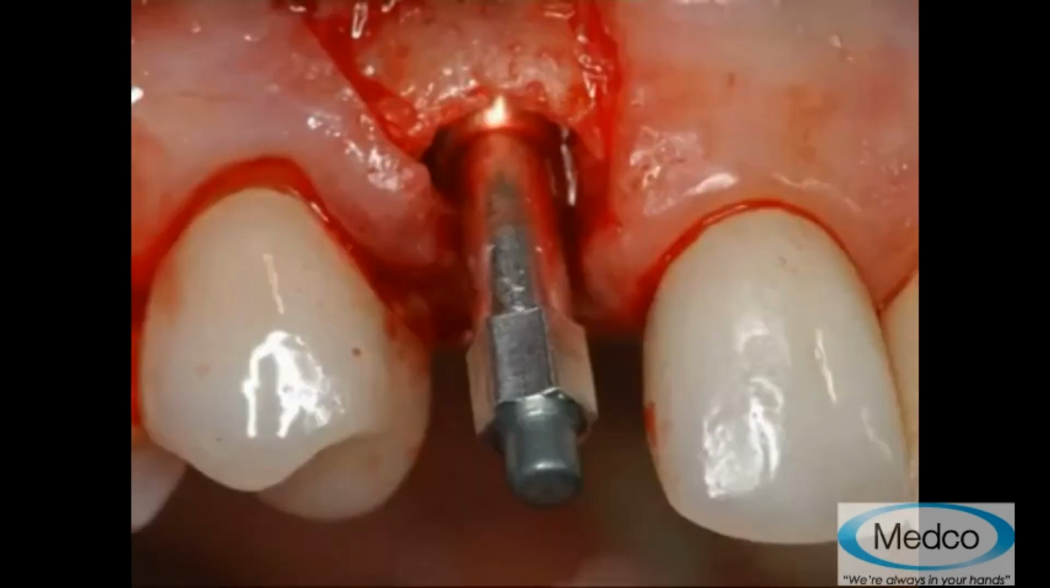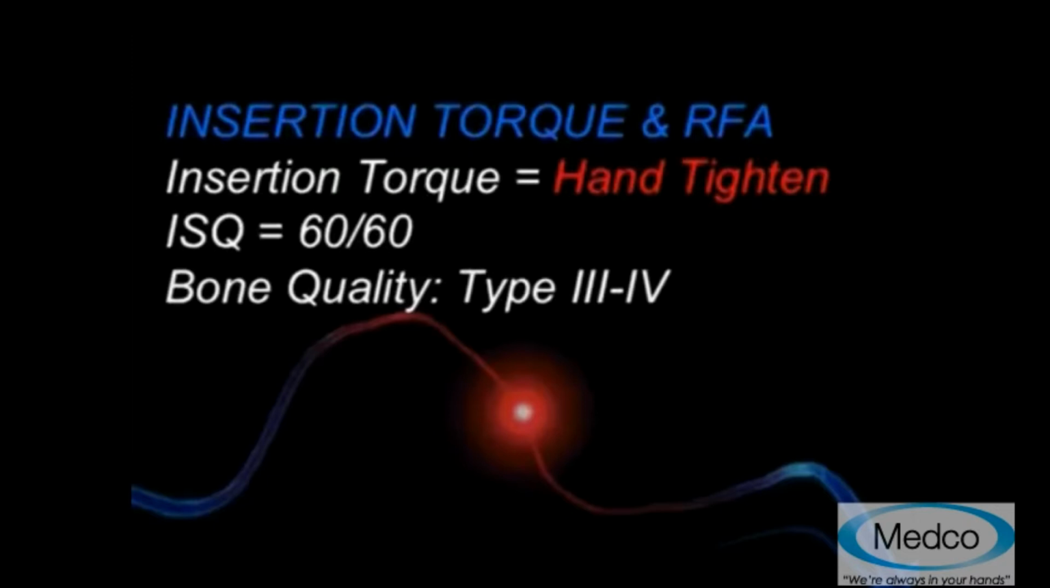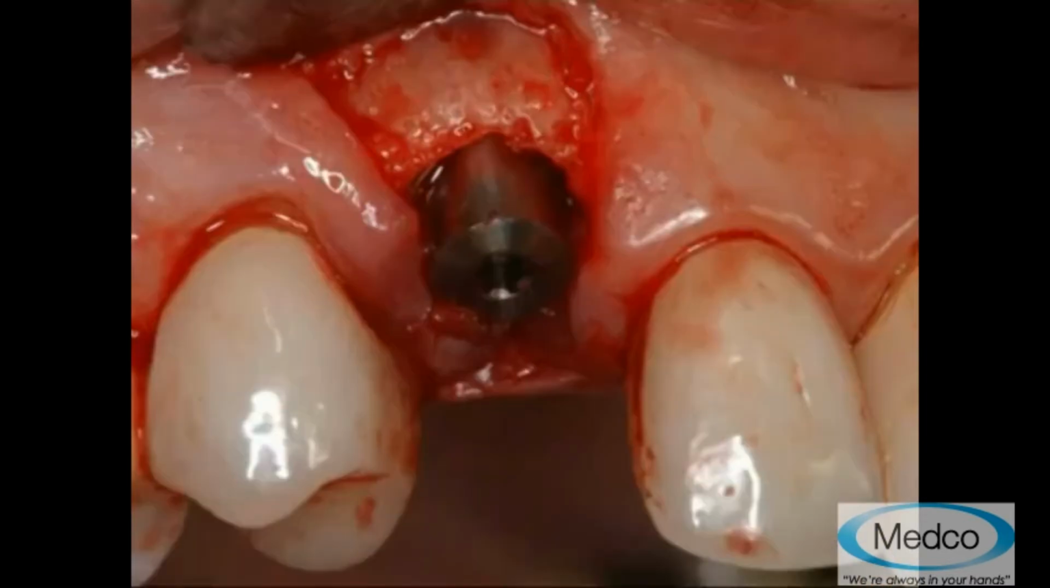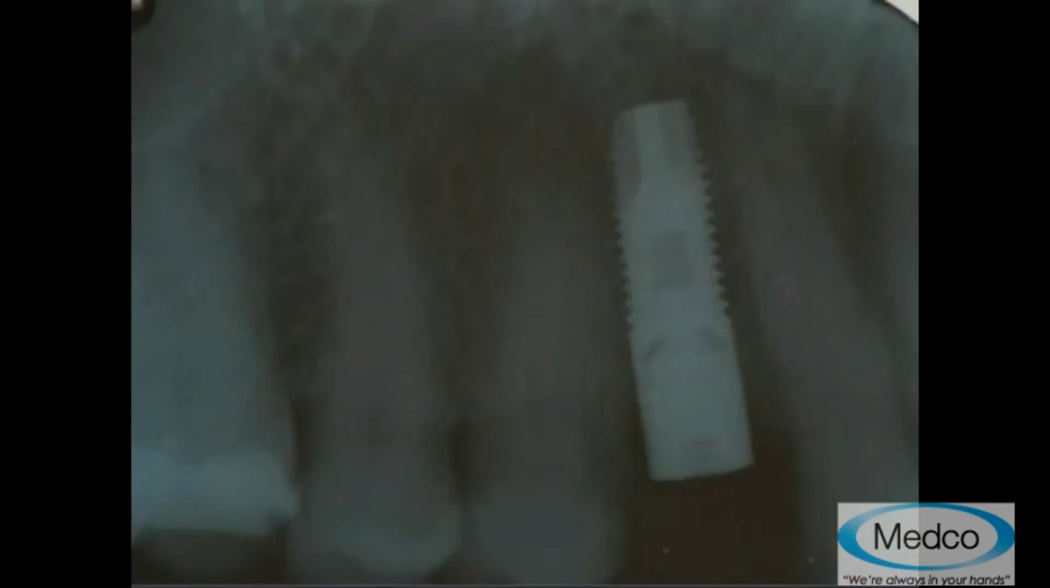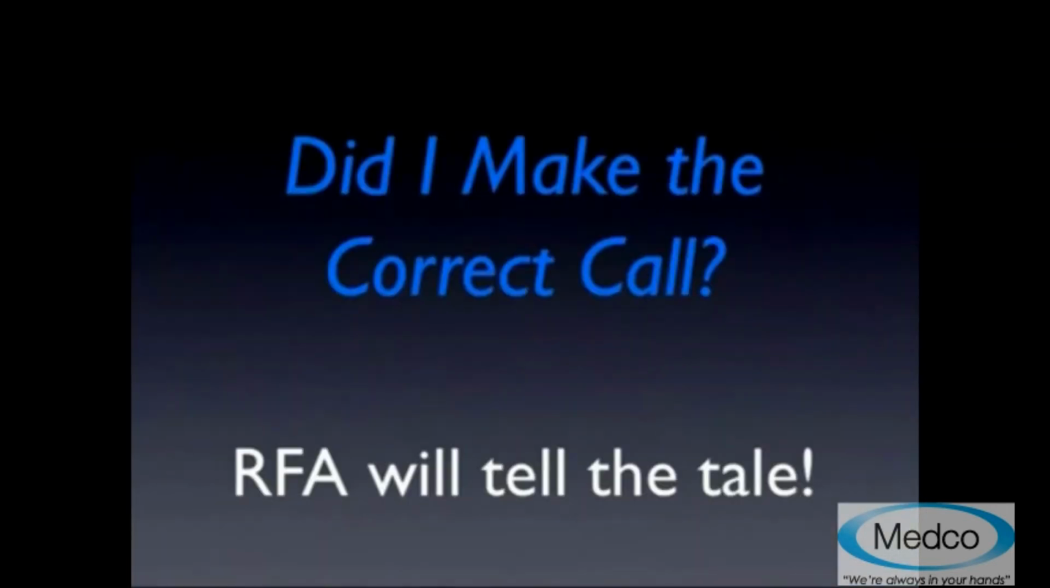The problem is that the insertion torque was hand tightening only, but an ISQ of 60-60 in type 3 to 4 bone made me want to leave this implant. If it would have just been hand tightening, I would have felt very uncomfortable, but the ISQ gave me a dimension that I didn't have before. So I placed the abutment on this implant and allowed it to heal, and you can see very little room for error here. The question is, did I make the right call? I wouldn't want to reverse torque this. I would want to use ISQ values to determine it.